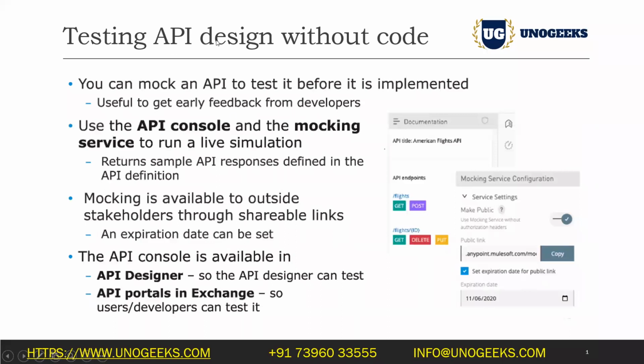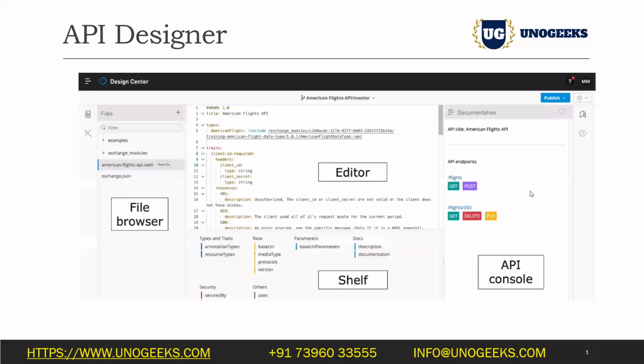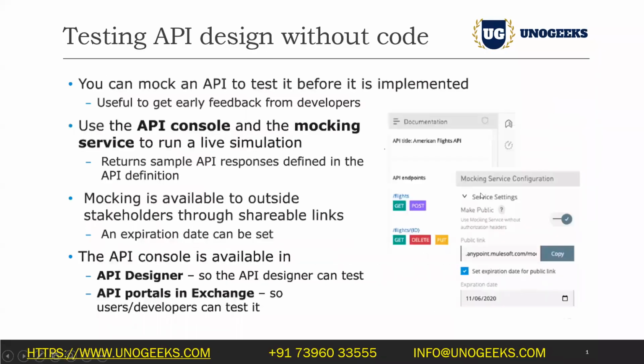Okay, so testing API design without code. I told you how, after doing it, we are just using the GET methods and POST methods. So this is the API console, what I was talking about, the same thing. Okay, that is how we can test it in the API console. And also we have a mocking service. So we can copy the URL because it will mock whatever is there, and then we can use the same URL in our REST client.